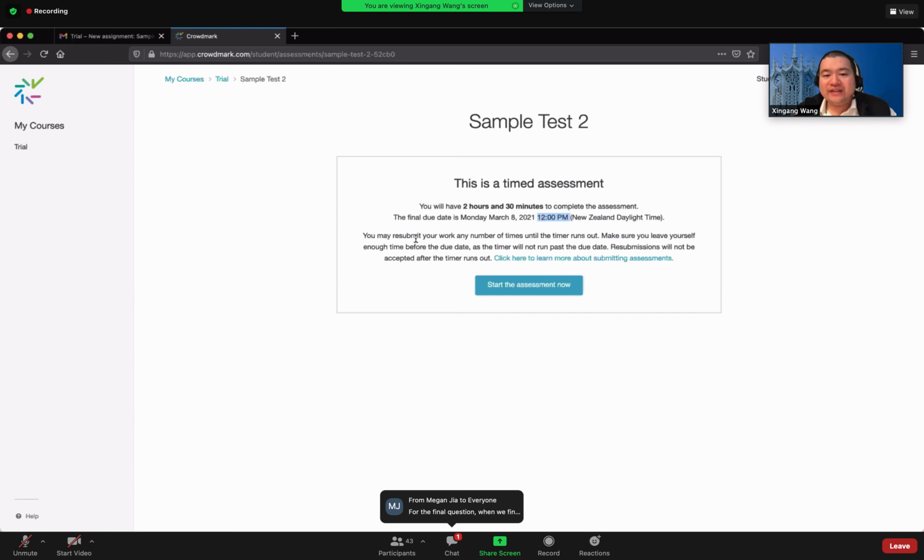You may resubmit your work any number of times until the timer runs out. So make sure you leave yourself enough time before the due date, as the timer will not run past the due date, and no resubmission will be accepted after the timer runs out.